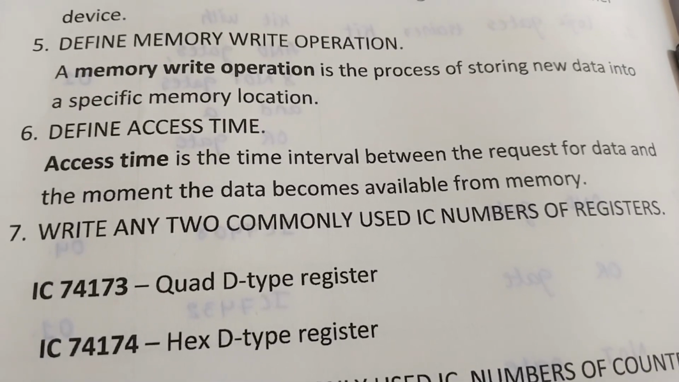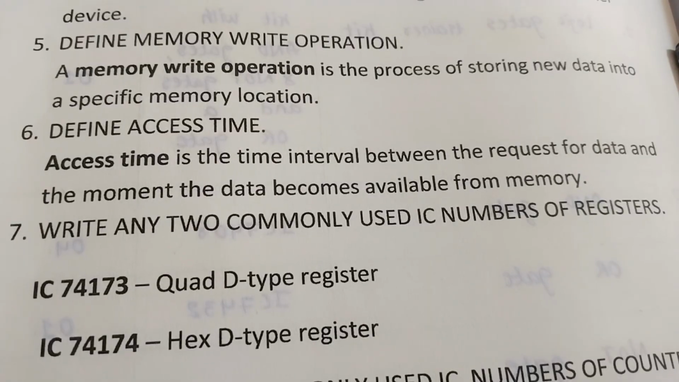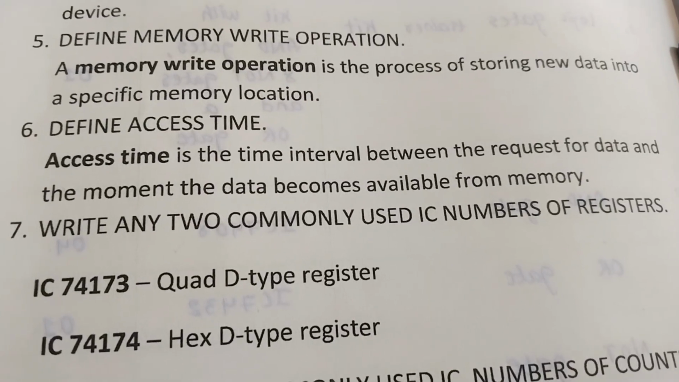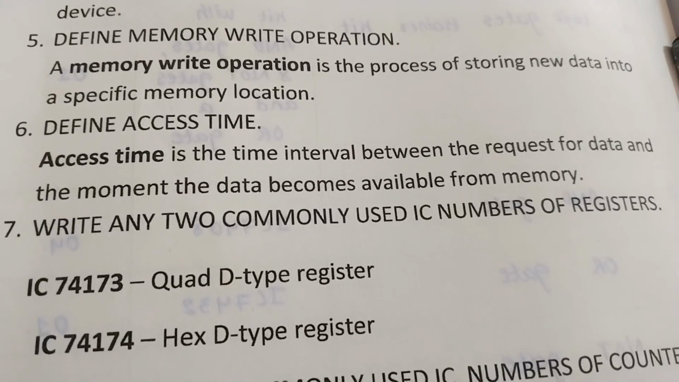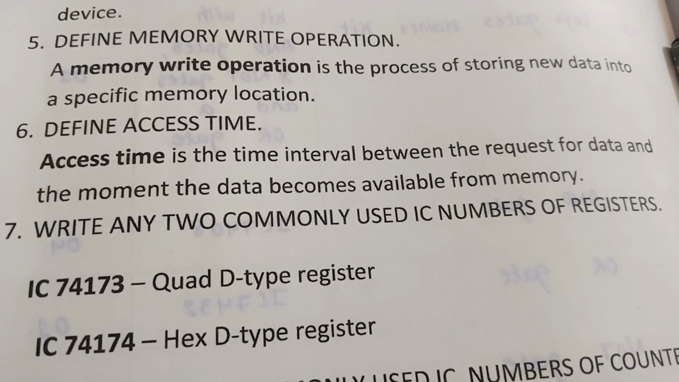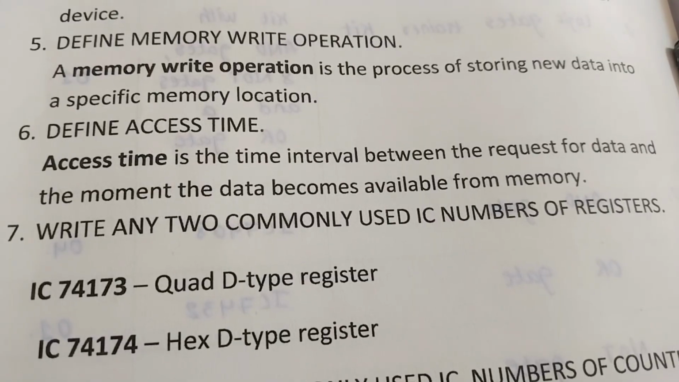Next we have: write any two commonly used IC numbers of registers. The first one is IC 74173. It's a quad D type register. Quad means 4 D flip-flops are used in that particular IC. Next we have IC 74174. This is a 74 series, which means it belongs to the TTL logic family.